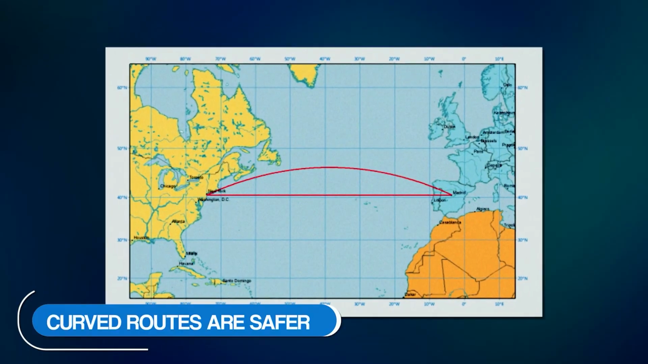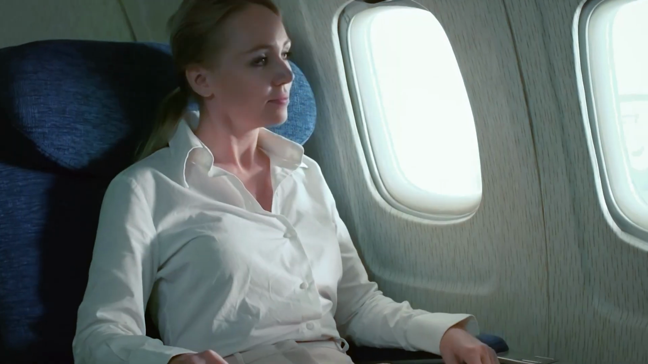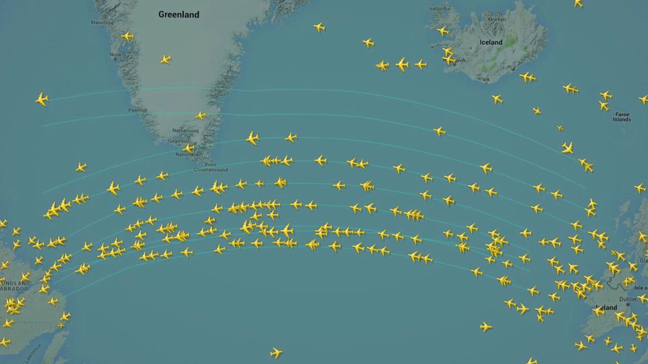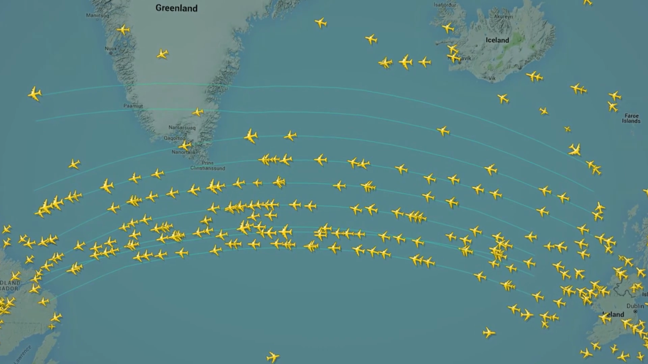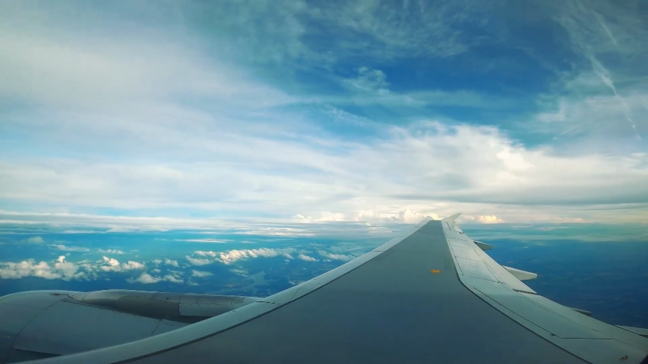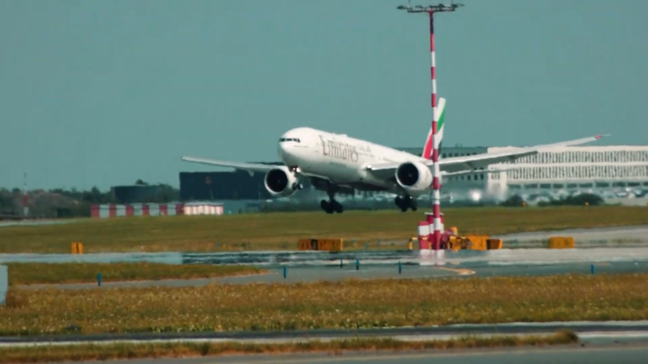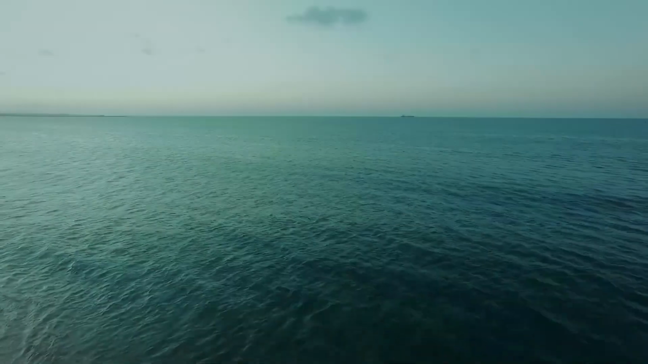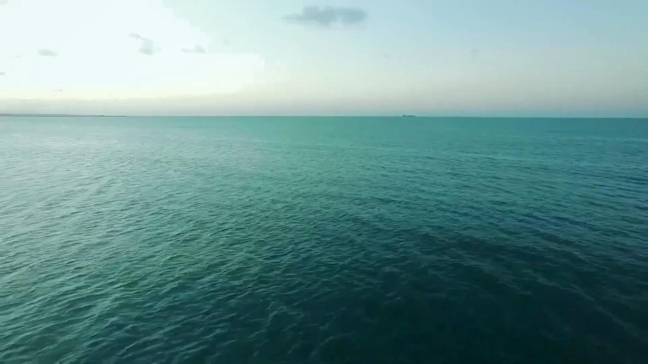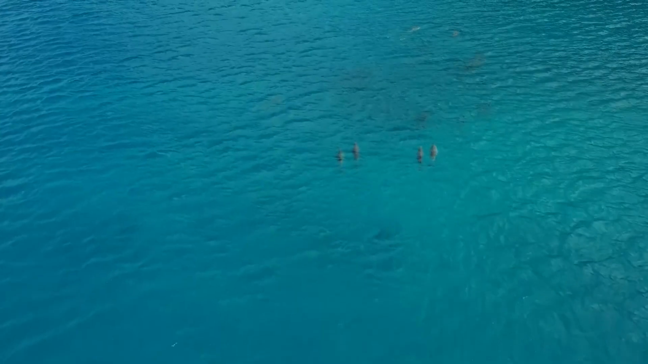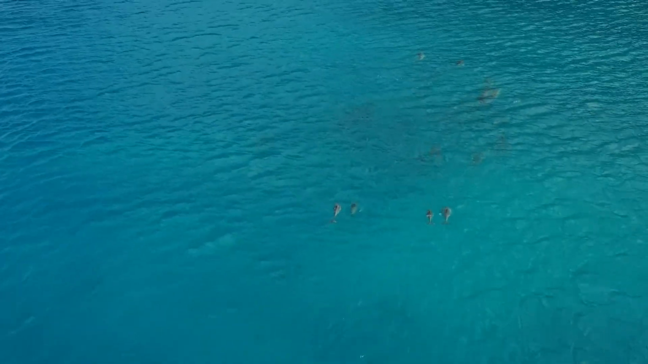Curved routes are safer. Yes, curved routes are safer than straight routes, which is why commercial airliners usually take a northern curved route over Canada and Alaska. As a result, they spend less time over the Pacific Ocean, which allows for emergency landings if necessary. Rescuers would have little chance of finding and rescuing members of a plane that crashed in the Pacific Ocean, assuming anyone on board survived the crash landing in the first place.